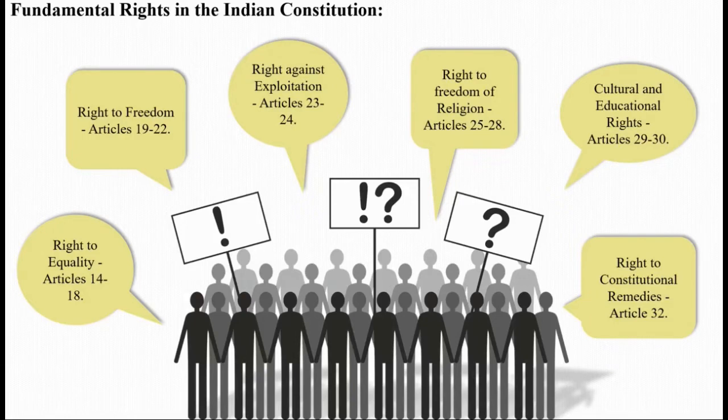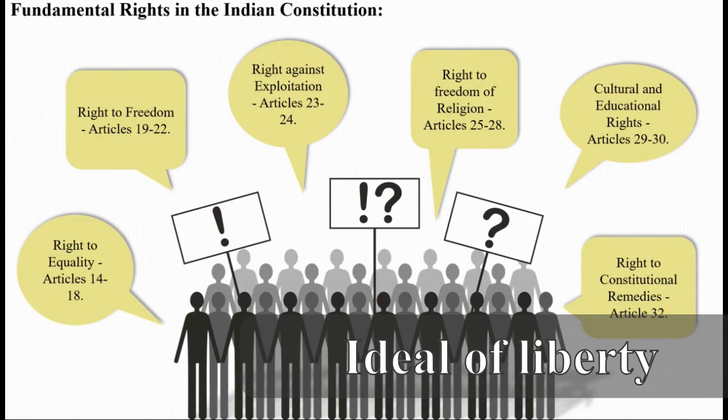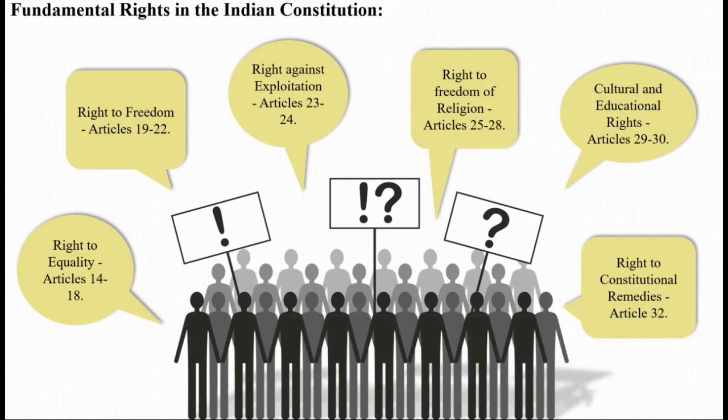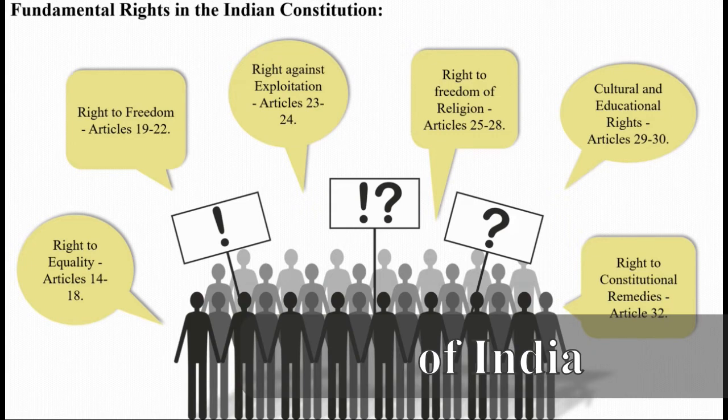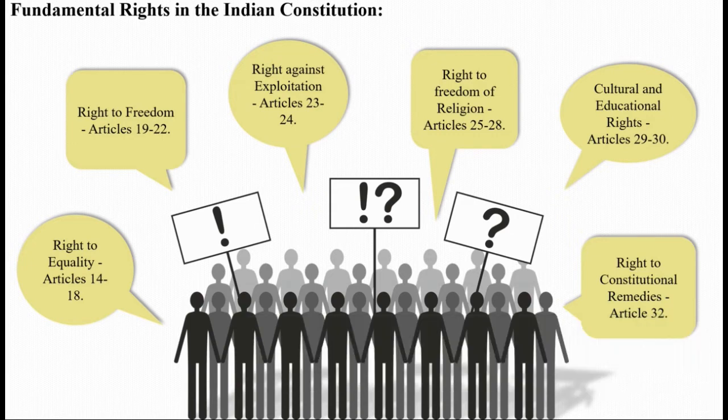Second, right to freedom, Articles 19 to 22. Article 19 makes the liberty operational. The six freedoms are as follows. All the citizens have the right: A. to freedom of speech and expression, B. to assemble peacefully and without arms, C. to form associations and unions, D. to move freely throughout the territory of India, E. to reside and settle in any part of the territory of India, F. to acquire, hold and dispose of property.